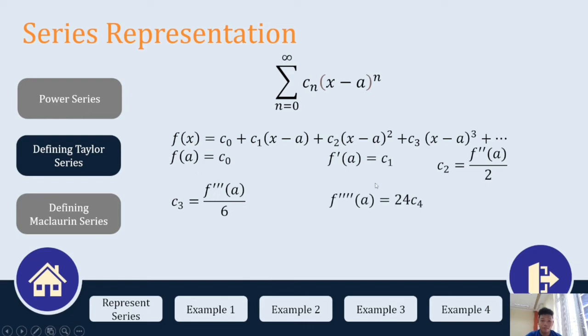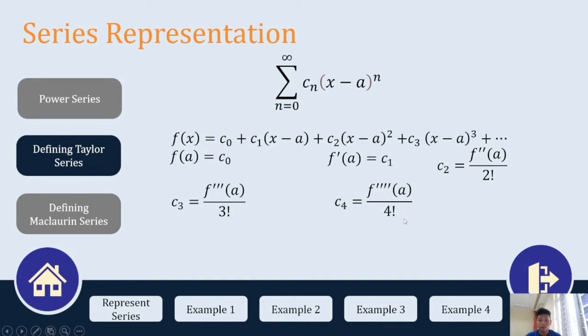So we can see the pattern here. We can assume that the fourth derivative of f at a equals 24c4, or we can write c4 equals the fourth derivative of f at a over 24. As you may see, here is 2, here is 6, and here is 24. We can write these as factorials: for c2 we write 2 factorial, at c3 we write 3 factorial, and at c4 we write 4 factorial.